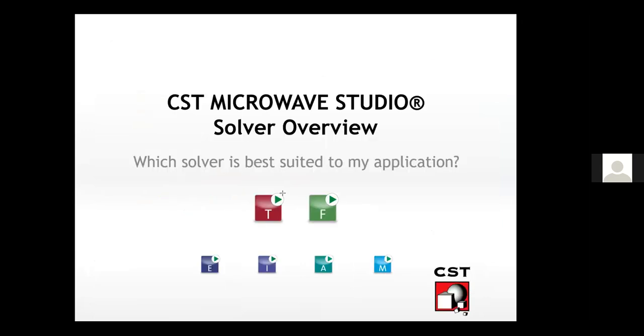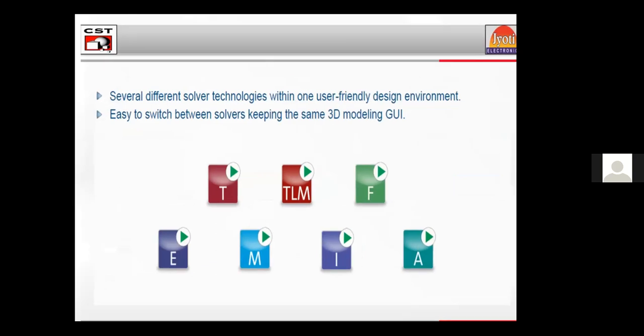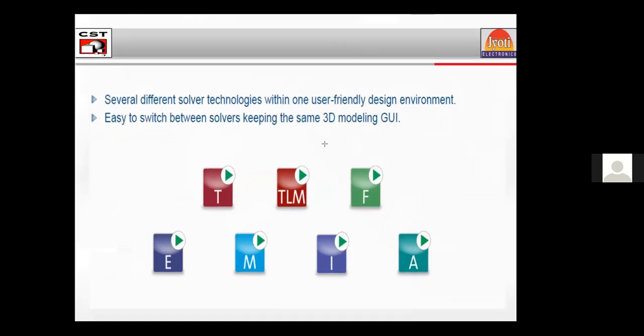Now let's go to the CST Microwave Studio solver settings. This is very, very important. Several different techniques and a user-friendly design environment are there, so you must pay attention to the solver. Number one is the time domain solver. This is transmission line matrix. What is transmission line matrix? The solver will treat the structure as a transmission line and as a matrix.